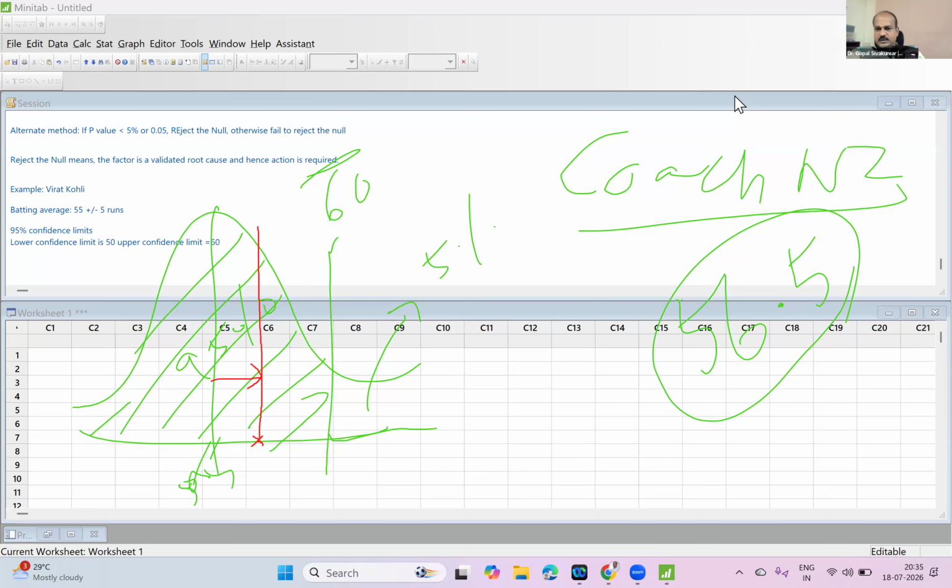If you again allow Kohli to play some matches, there is no chance that his average will stay the same. Definitely, it will move to the right or left. Have you ever been able to maintain an average at exactly the same value over and over again? No. Then definitely there will be some fluctuation.